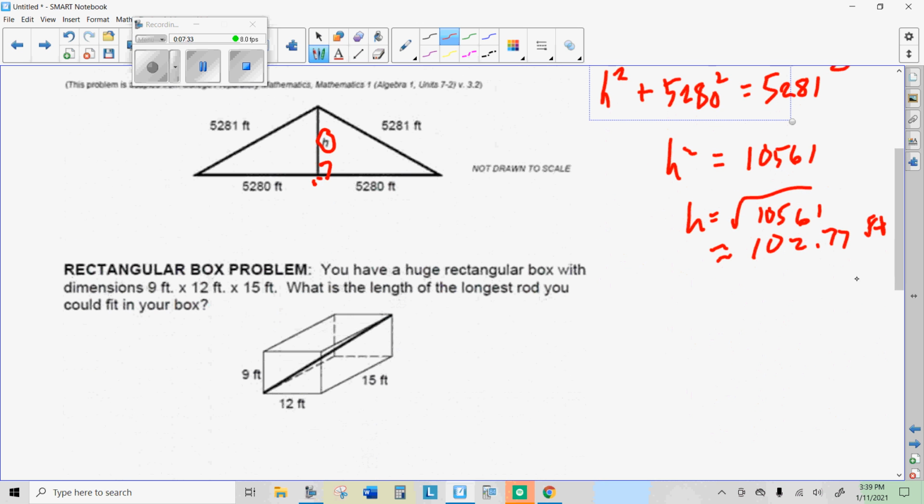And on the last one, we've already done one like this, a box problem, but you want to know what the distance is diagonally across the box. So start by finding this red line length by using the 12 and the 15. And then once you know that, use that length and the 9 to get this triangle length. All right?